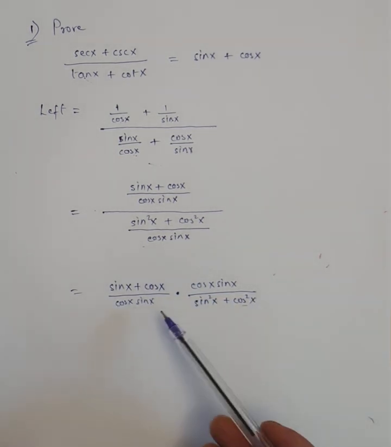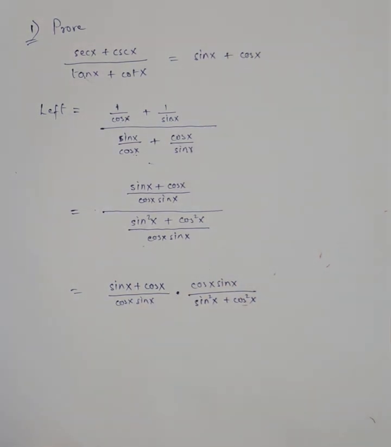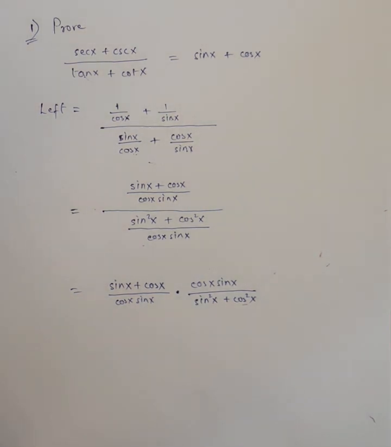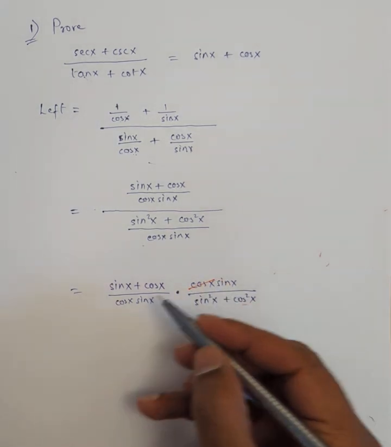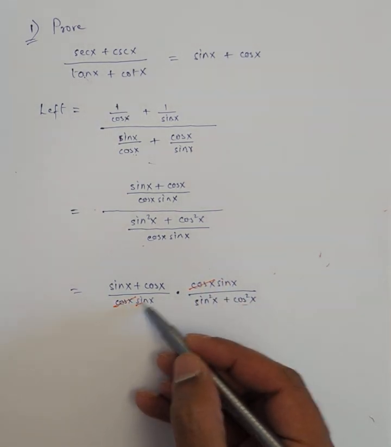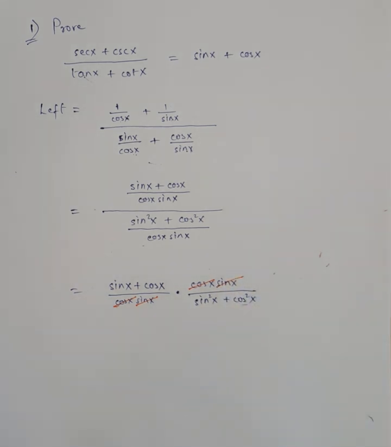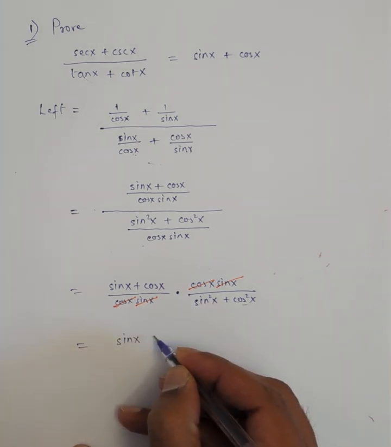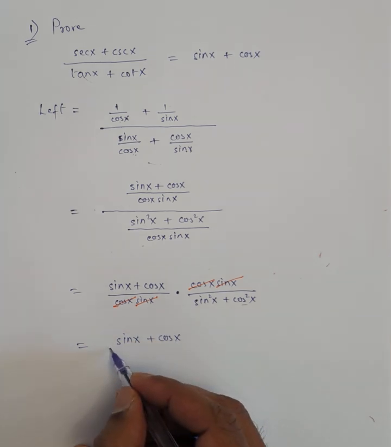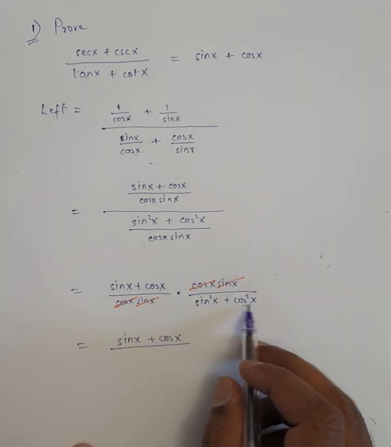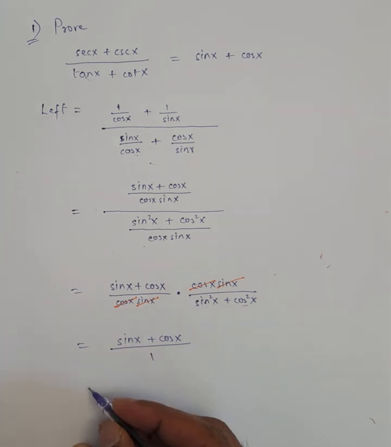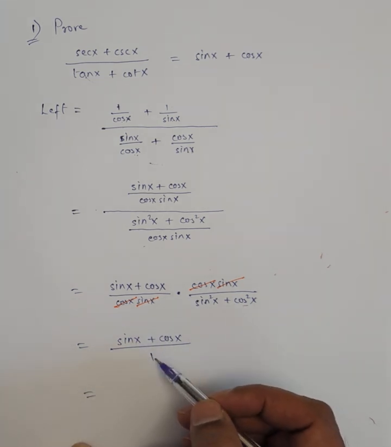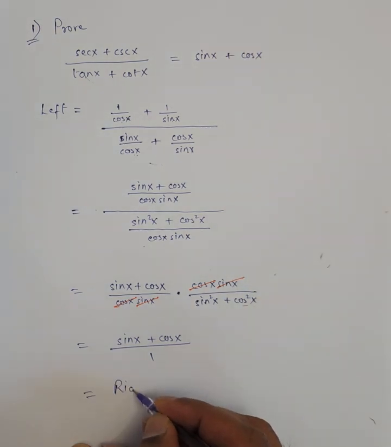Now notice that we can cancel out, so I'm going to use a different color pen to cross out the cos x and cos x, then sin x and sin x. So notice what I'm left with is just sin x plus cos x in the numerator. And then the denominator is sin square x plus cos square x. That is just 1. So this is sin x plus cos x. Now that is equal to the right side.